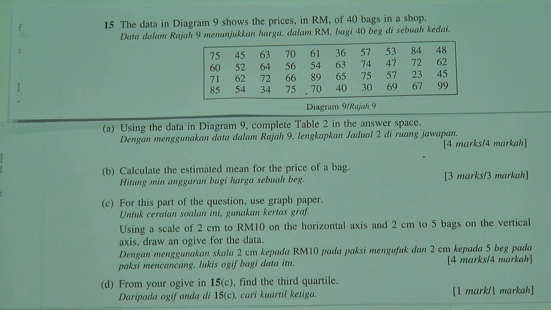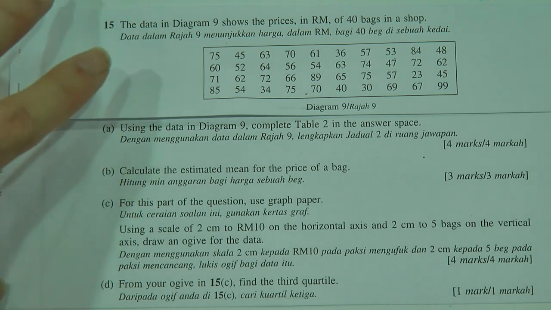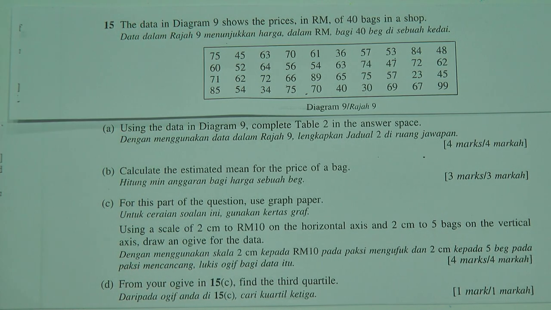Okay, in this video I'm going to show you how to draw an Ogive. This video is about Statistics 2 for Modern Math students, which I think is a Form 4 chapter, chapter 6 or chapter 7. Yeah, it's Form 4 Modern Math, and then there's Statistics 2.